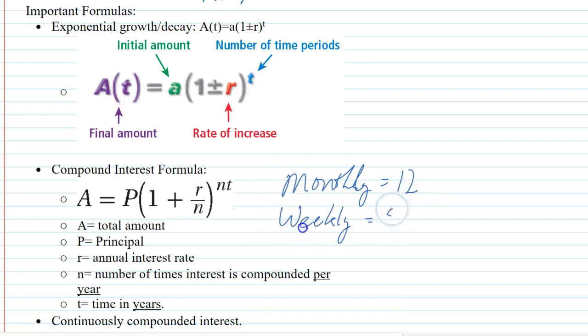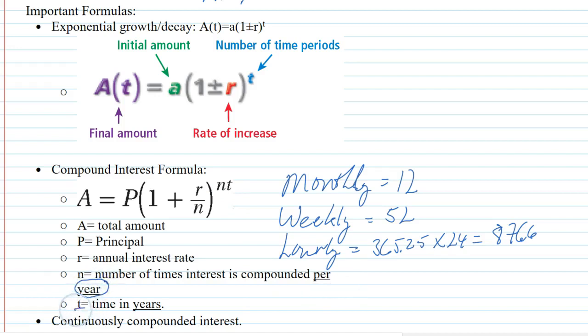If it's weekly, it's going to be 52 for n. If it's hourly, then you have 365.25 days in a year times 24 hours in a day, which gives you 8,766 for your n. So your n is based off of how many times you're compounding per year, because time is always counted in years.